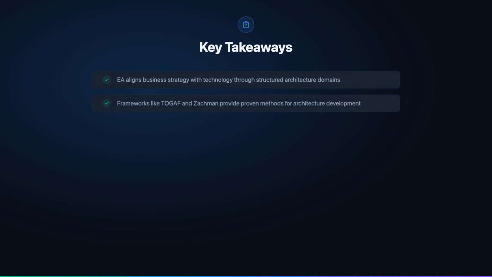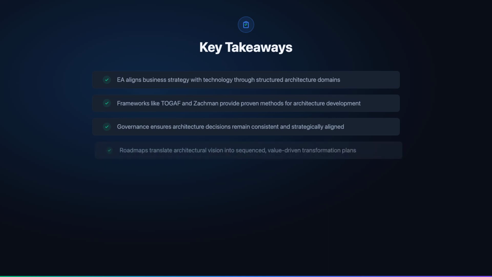Let us recap the essential insights from our exploration of enterprise architecture. Enterprise architecture bridges the gap between business vision and technology implementation. Established frameworks give us repeatable, industry-proven approaches to complex architecture challenges. Without strong governance, even the best architecture will degrade over time into unmanaged complexity. A clear roadmap ensures we deliver tangible business value at every stage of our architecture journey.